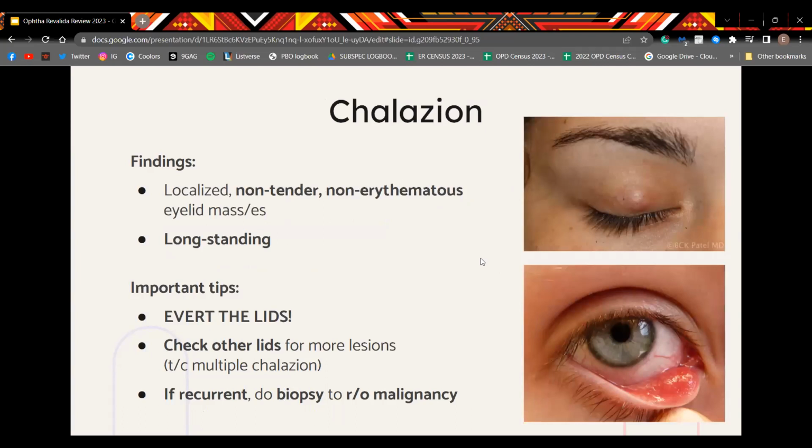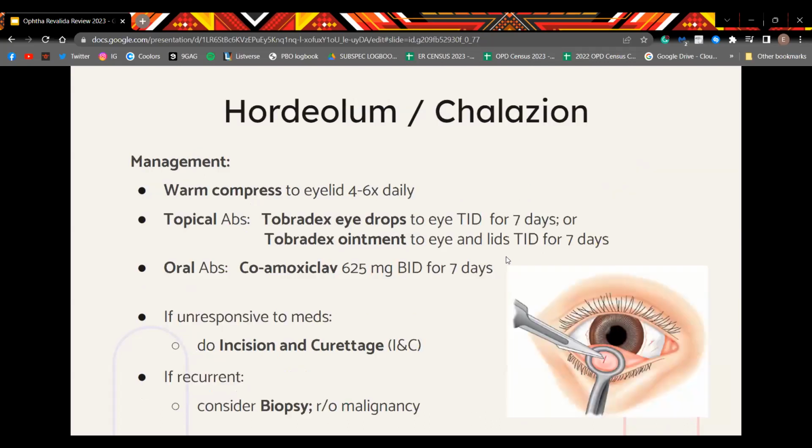Okay, so for chelation naman, ang finding would be a non-tender, non-erythematous eyelid mass. And usually it's long-standing. Mga hordeolums na hindi na gumaling, so naging chelation na sila. Again, avert the eyelids and check the other eyelids. Baka multiple chelation yung patient. If recurrent yung chelation, it's important to do biopsy to rule out malignancy. Yung paulit-ulit yung chelation. So for management ng hordeolum at chelation, it's similar lang naman.